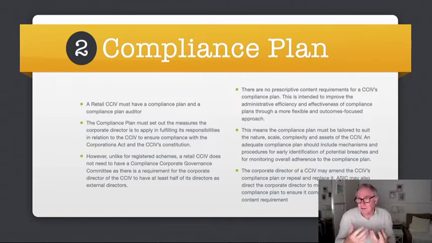Now, there's no prescribed content requirements for a CCIV's compliance plan. This is intended to improve the administrative efficiency and the effectiveness of compliance plans through a more flexible and outcomes-focused approach. This means that the compliance plan must be tailored to suit the nature, the scale, the complexity, and the assets of the CCIV. And an adequate compliance plan should include mechanisms and procedures for early identification of potential breaches and for monitoring overall adherence to the compliance plan.